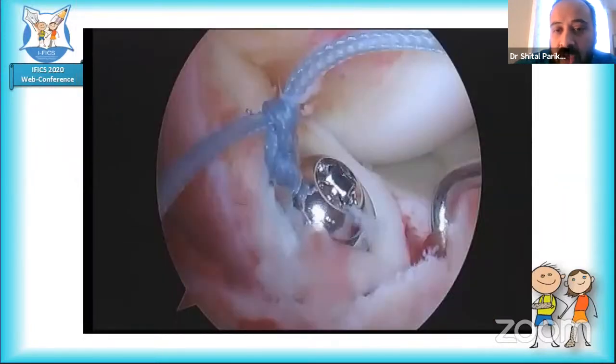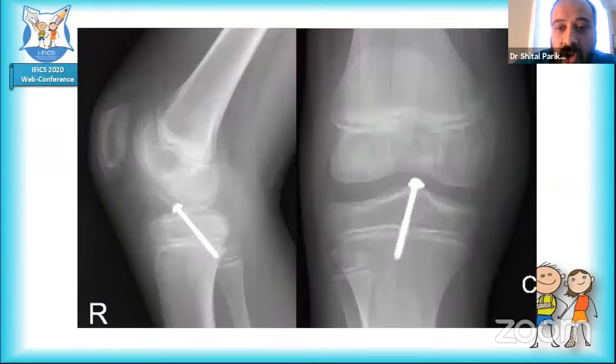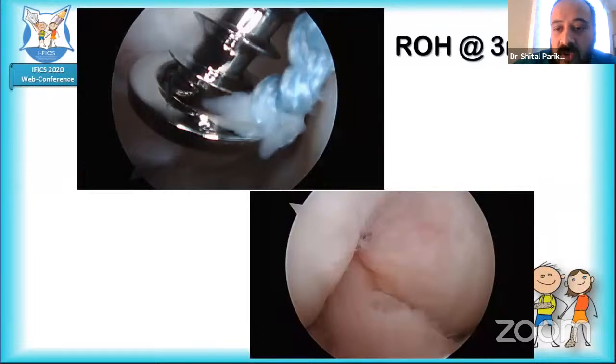Because this one here, I fixed with a screw. I thought that there is enough bone. I fixed it with a screw here. I used a suture on the washers so that I can remove it easily later on. So this was the fixation. I was happy with that. I removed it at 3 months. It appeared to have healed, as you can see here.